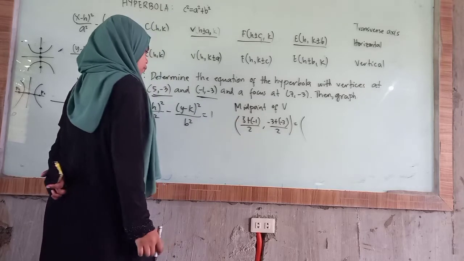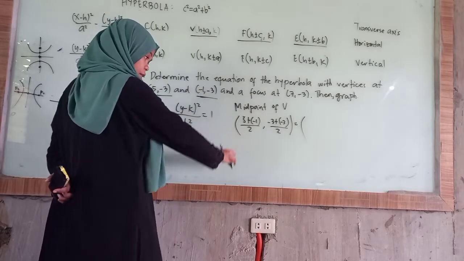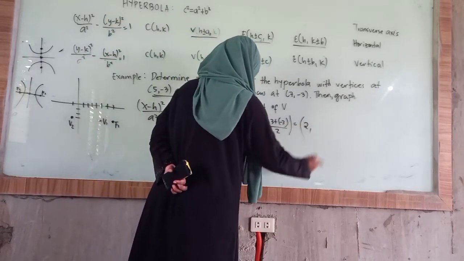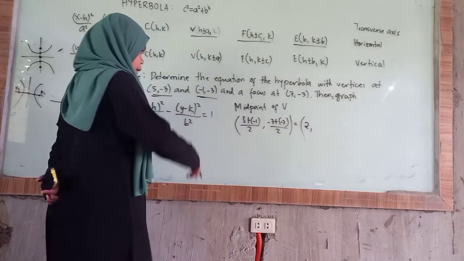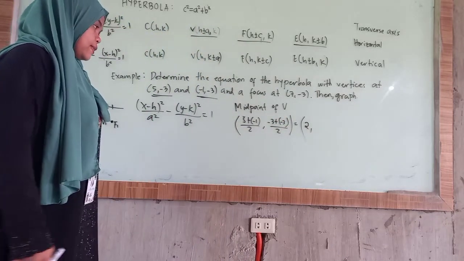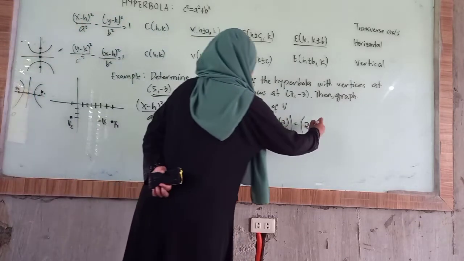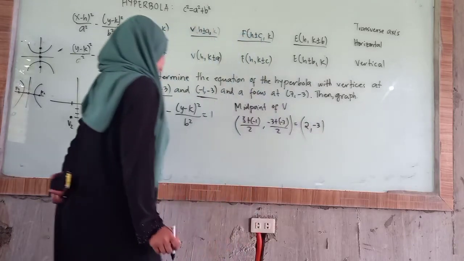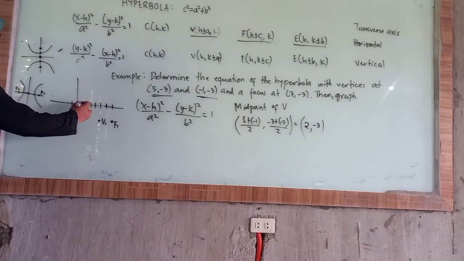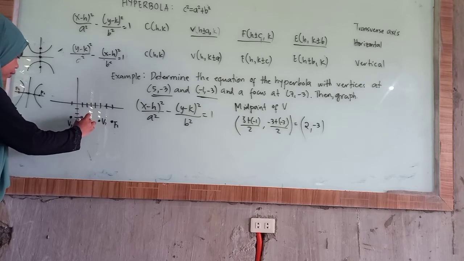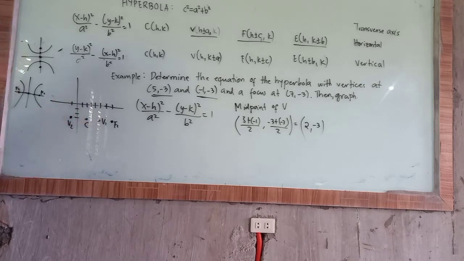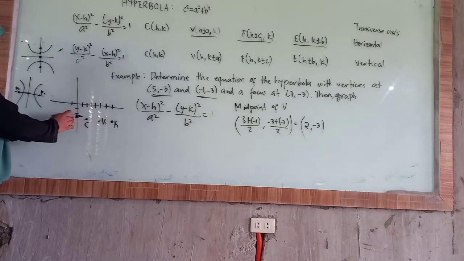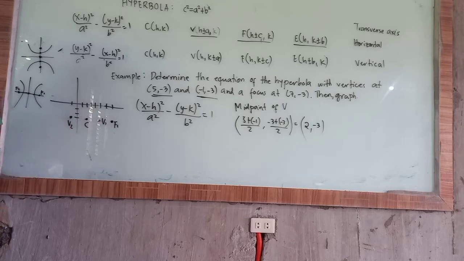5 plus negative 1, that is positive 4. Divided by 2 this time. That is 2. Negative 3 plus negative 3, that will be negative 6 divided by 2, that is negative 3. So, ibig sabihin yan yung midpoint. So, 2 at negative 3, this will be my center. So, kung i-check mo yan, nasa gitna yan dapat ni B1 at saka B2.